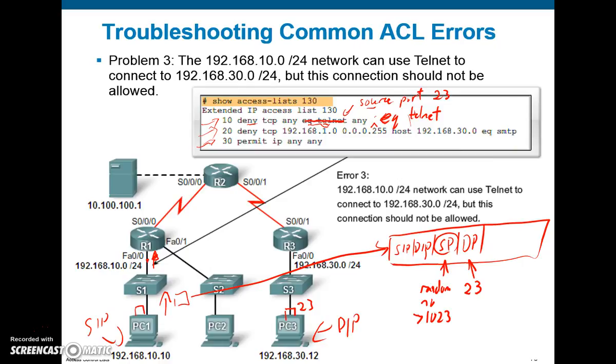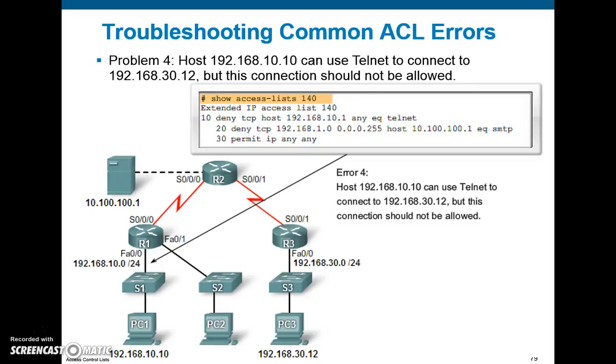Okay, let's look at the final problem. This will be an easier one. In this problem, host 10.10 can use telnet to 30.12, which is PC3. But this connection again should not be allowed. Let's look at the ACL now. These are the rules that are supposed to block the telnet. I'm going to deny PC1 to telnet to any address, so I will not allow PC1 to telnet to any address. Equal telnet is put as a destination port.